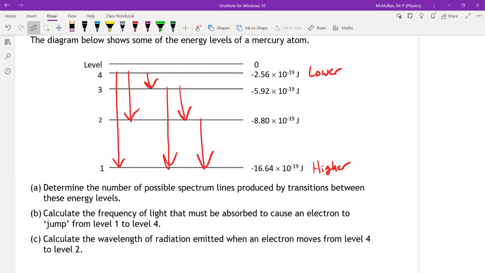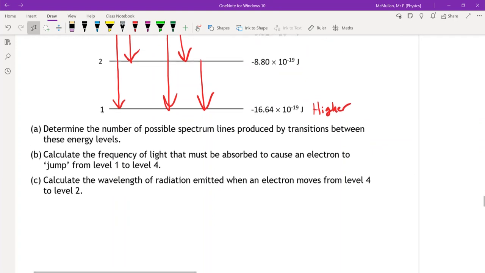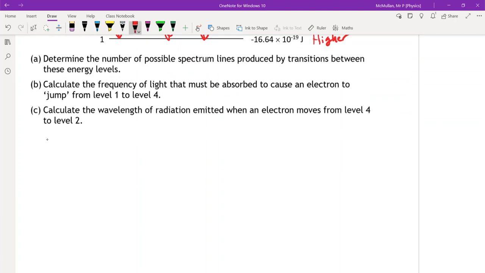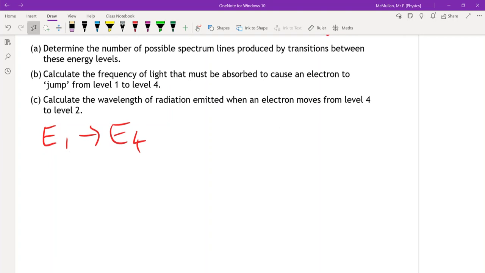So calculate the frequency of light that must be absorbed to cause an electron to jump from energy level 1 to energy level 4. So if you're going from 1 to 4, it's just the difference between them. We've drawn it as E4 to E1. It's the same energy difference as E1 to E4. It's the difference between 2.56 times 10 to the minus 19 and 16.64 times 10 to the minus 19.